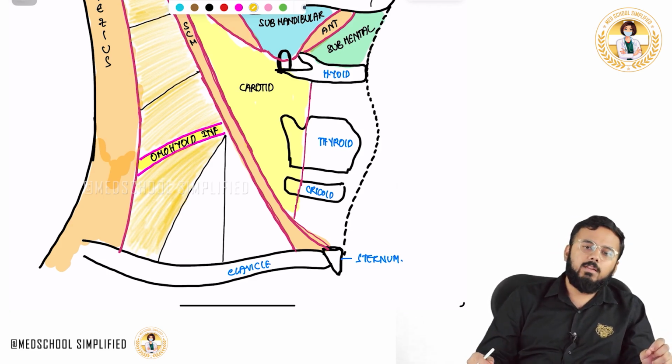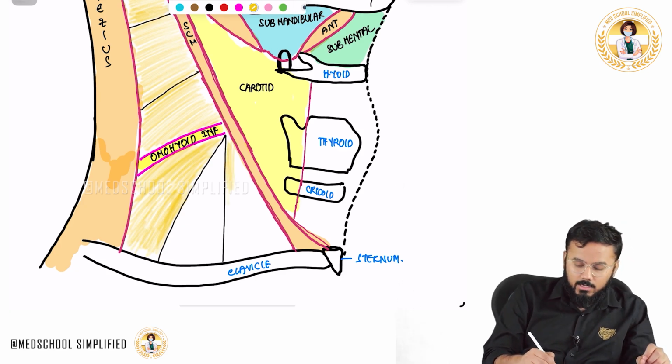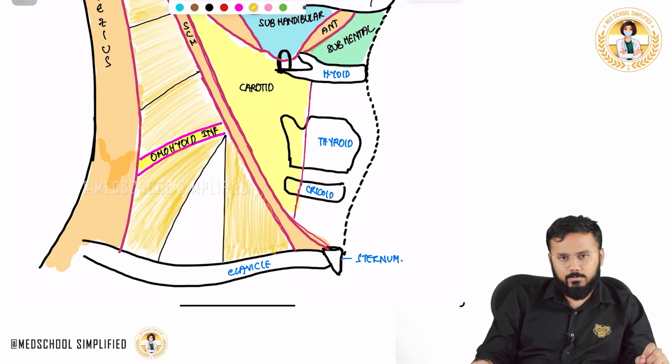Now after this scalenus medius, the next and last muscle which we have over here is called your serratus anterior muscle. So this particular muscle which you can see over here is your serratus anterior muscle.